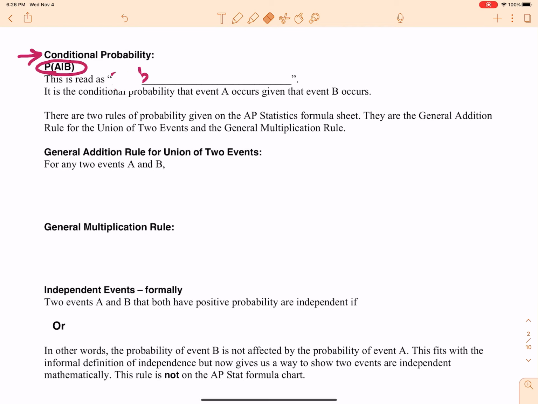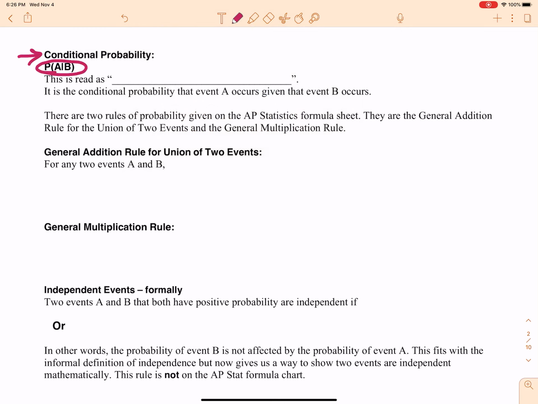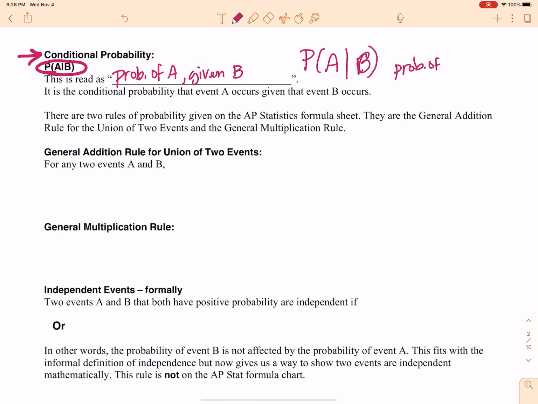Okay, so this is read as the probability of A given B. All right, so that symbol means that. So the probability of A given B. That is just a math symbol. Another word that you can use in place of given is if. All right, so it can also mean the probability of A if B.